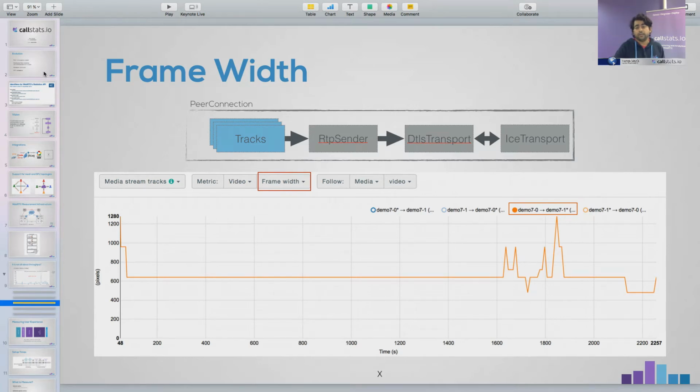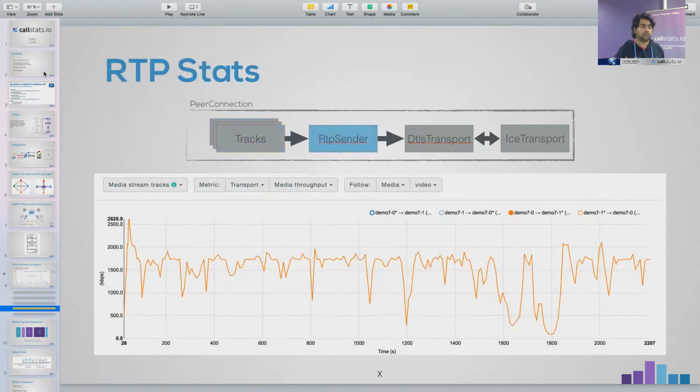So this would be odd behavior, because you know that it's been stable for most of the time, and you wonder what triggered this. Maybe a customer reports that in the middle of the call or towards the end of the call, they had issues, and you can go and dig through this. And the next thing you would want to do is look at the frame width changes.